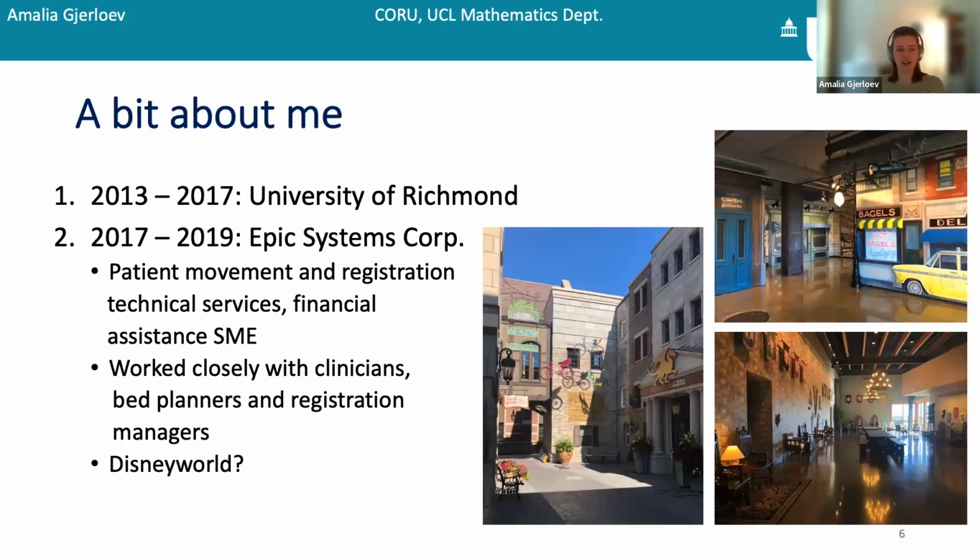And the other cool thing about Epic was that it looked like Disney World. So this middle picture here, my office was this window right here, the top one, the window to the left. So if you ever have a chance to go to Madison, Wisconsin, it's actually worth going to Epic's campus.